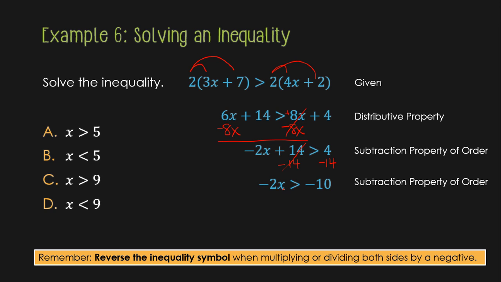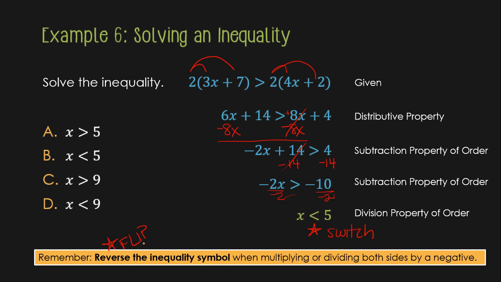Since the negative 2 is being multiplied by x, we undo it by dividing. So I'm going to divide by negative 2 on both sides. And when I do that, I end up with x is less than 5. So notice the big difference right here is that I had to switch my sign, because when we multiply or divide both sides by a negative, this last part right here, you have to flip your inequality sign, okay?